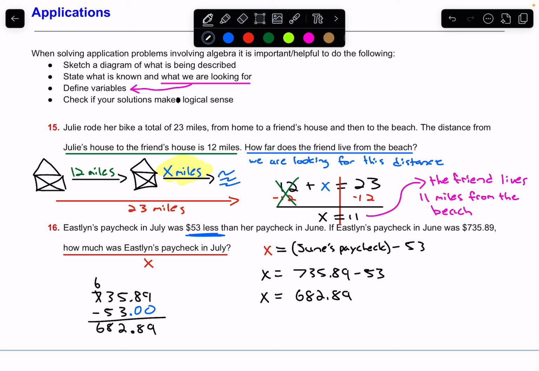All right, now we need to make sure we answer in words because the question was in words. So we're just going to take this and say that Eastland's July paycheck was, and we'll put a dollar sign on it, $682.89.